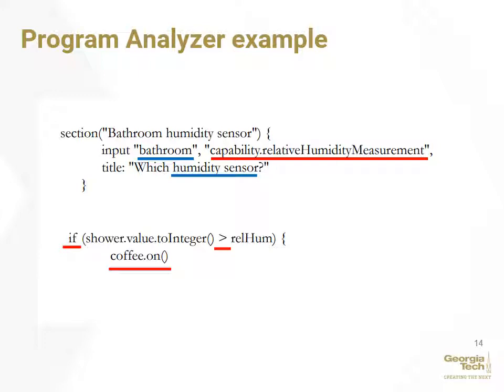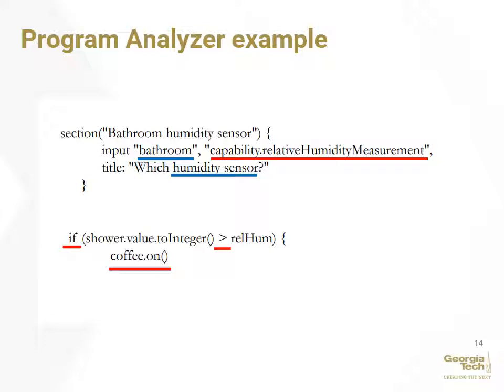For example, the code shown on the slide is from an app that asks the user which device they want to get access to. When we look more closely at the code, we can see that the app wants the user to select the humidity sensor in the bathroom. And now we have the context information for the humidity sensor, which is inside the bathroom.